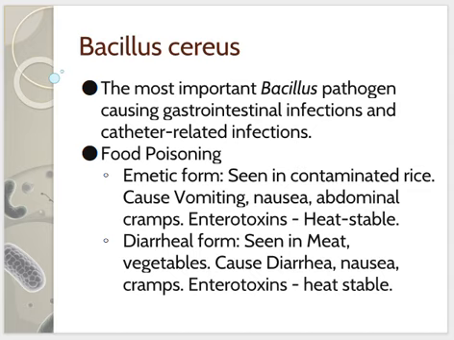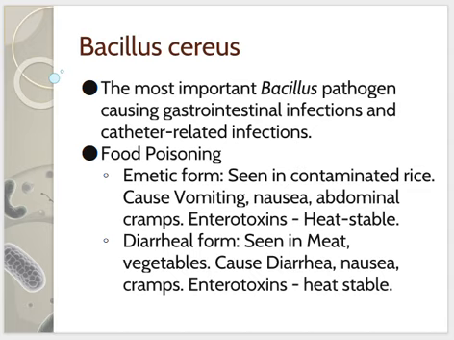Bacillus cereus is another important pathogen. It causes gastrointestinal infections and infections related to catheters. It has two main forms of food poisoning: the emetic form, often from contaminated rice, causing vomiting and cramps, and the diarrheal form, from meat or vegetables, causing diarrhea and cramps. Both forms involve heat-stable enterotoxins, making them resilient to cooking.